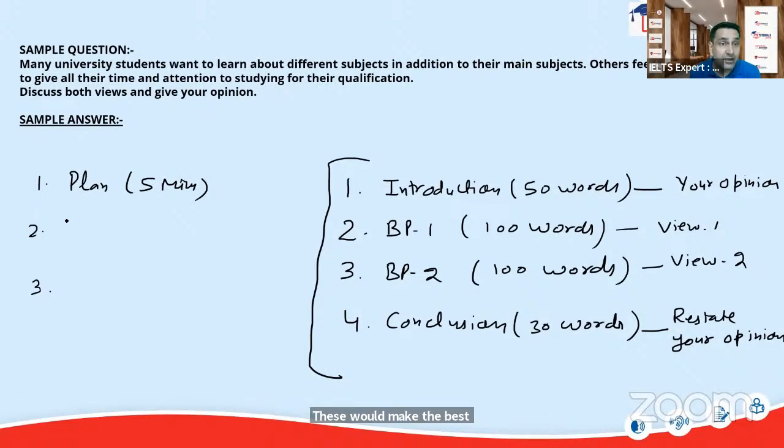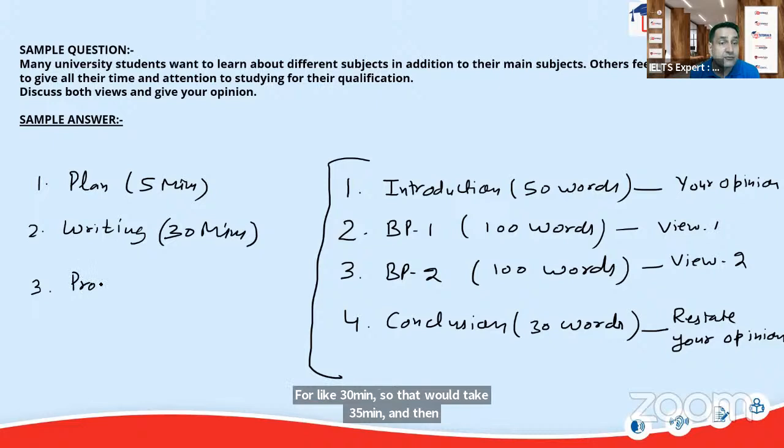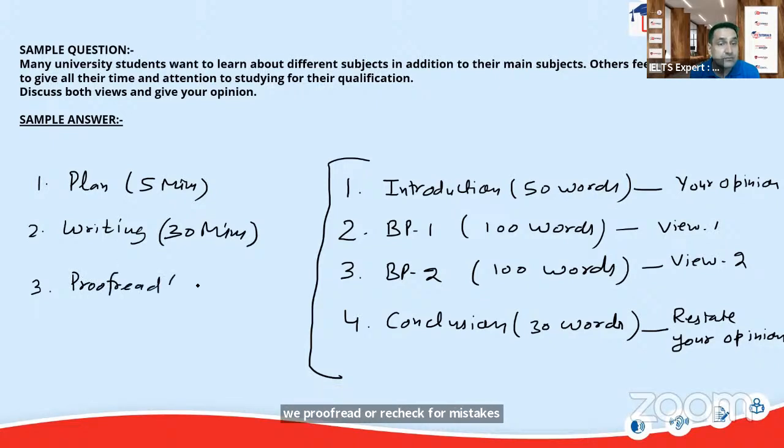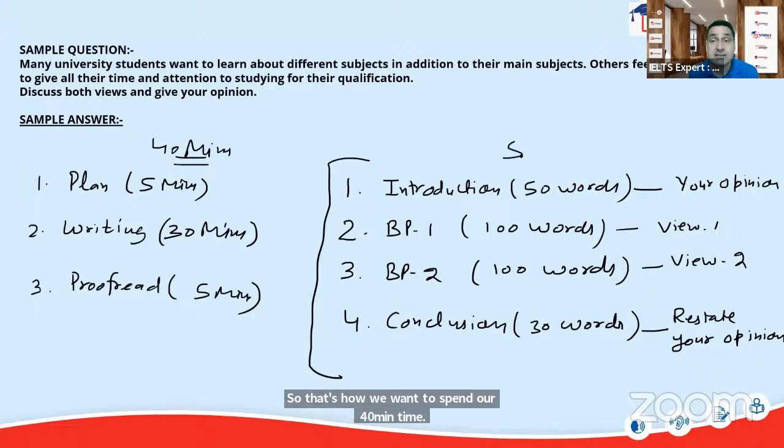So planning for 5 minutes, then writing for about 30 minutes. So that would take 35 minutes. And then we proofread or recheck for mistakes. So that's how we want to spend our 40 minutes. And that's the structure that we'll be following.